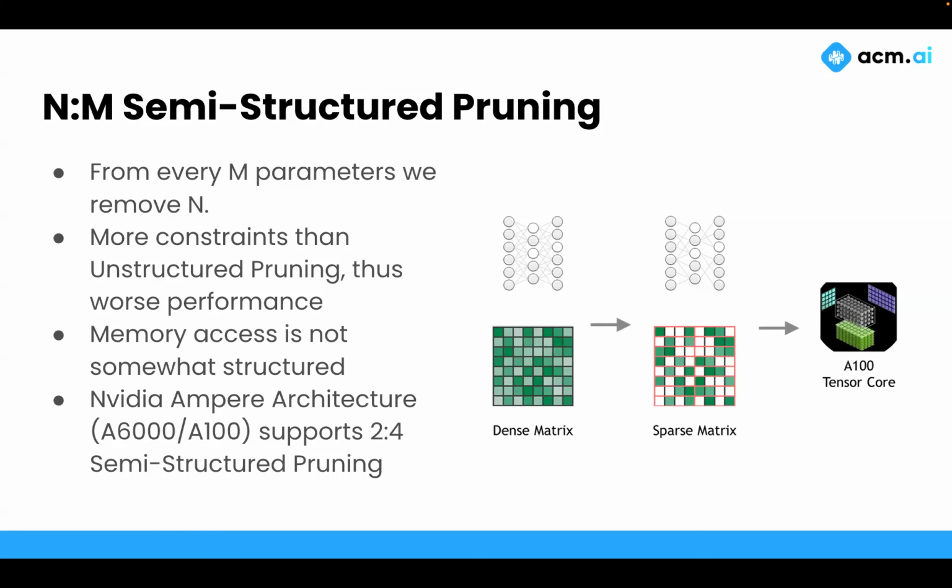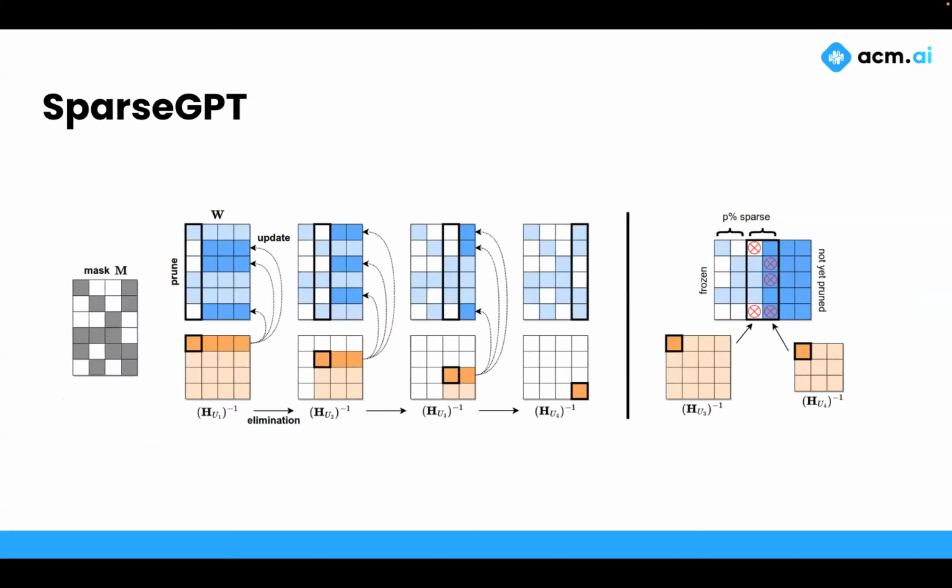How do you actually represent constraints in optimization? It's actually fairly simple. So if you have a score for each weight, in an unstructured setting, you just pick the weights with the lowest score. I see. And here you just pick the lowest two out of every four weights.